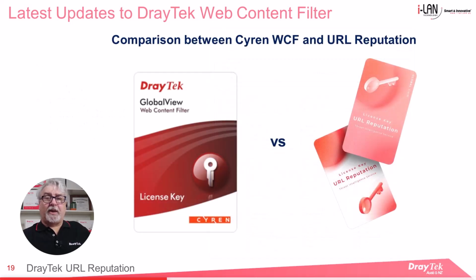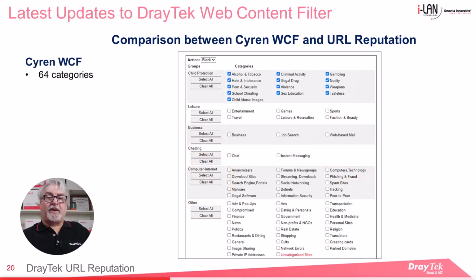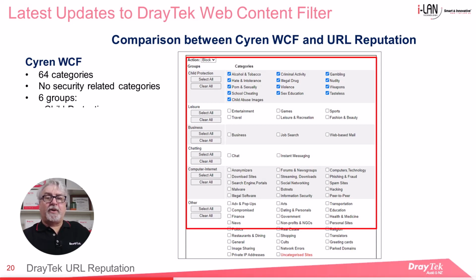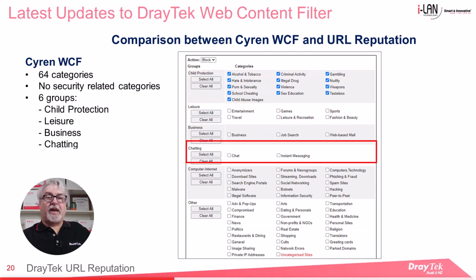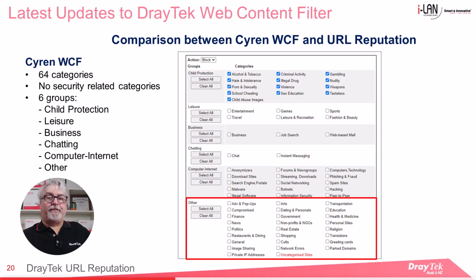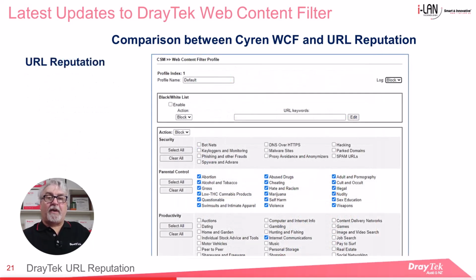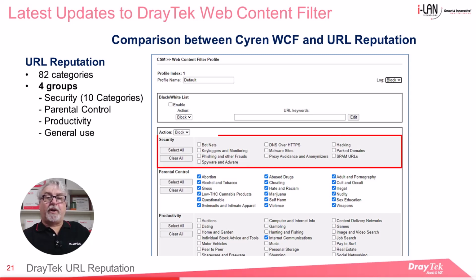Let's take a quick look at the main differences between the older Siren Web Content filter and URL Reputation. For Siren, we had 64 categories that could be selected, but it didn't include any security-related categories. Those categories were placed into 6 groups: child protection, leisure, business, chatting, computer internet, and other. With URL Reputation, we have everything that was available under Siren, plus a whole lot more. There are now 82 categories under 4 groups, which includes a security group covering 10 security-related categories, such as hacking sites, malware sites, phishing, and so on.